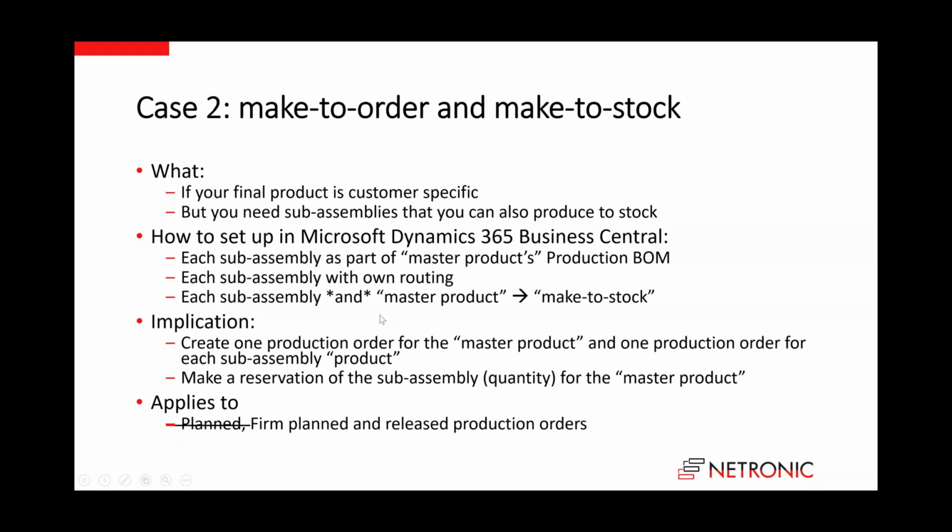So this also means you need to create one production order for the master product and one production order for each sub-assembly product. And then, like I literally said before, you need to make a reservation of the sub-assemblies of the quantity for the master product. So if you build 20 of these first and need 10 of them later for that product, you need to tell Navision or Business Central that, hey, of those 20, 10 will be needed for this, and that is making a reservation.